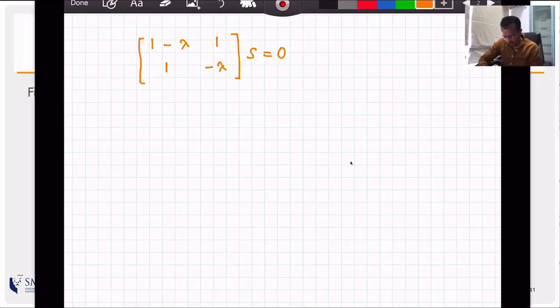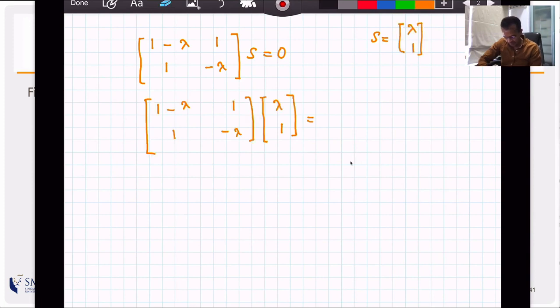Okay, so this is what I want to do. If I take s equal to (lambda, 1), what do I get? I get lambda minus lambda squared plus 1 in the top, and in the bottom I get lambda minus lambda. And the second element is obviously 0. The first element is actually the characteristic equation. Remember, our characteristic equation was lambda squared minus lambda minus 1 equal to 0. Multiply by minus 1, you get the top one, so that also is equal to 0.